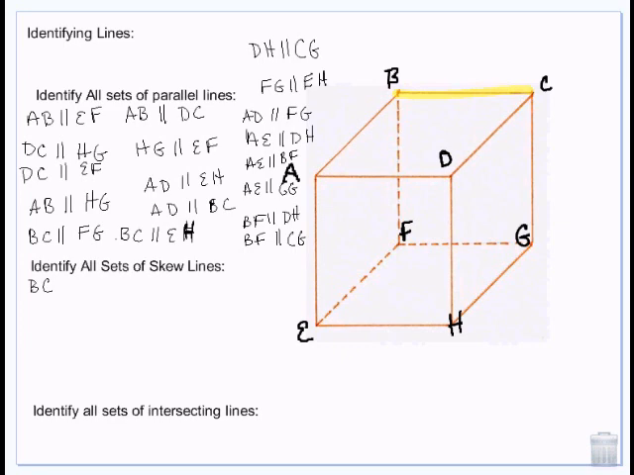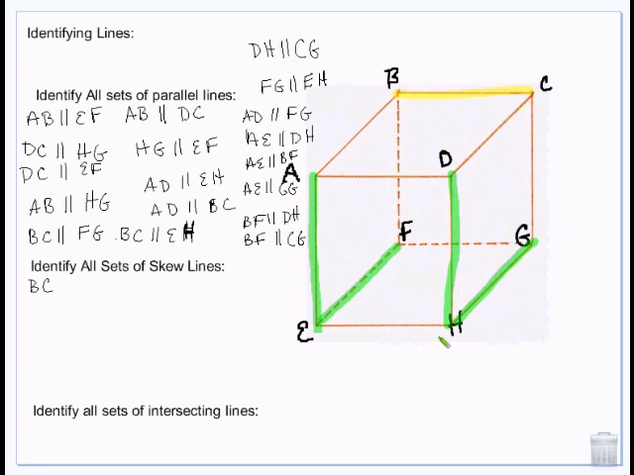DH. Which one did you say, DH? Yeah. Oh, wrong highlighter. Wrong color. Okay, DH is one. What else? AE. AE is another. EF and HG. So there's kind of like a pattern there. Do you see it? When you have an edge of a box, the opposite edges are the skew lines. It shows on the right.